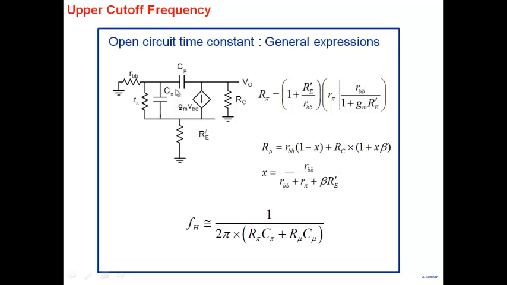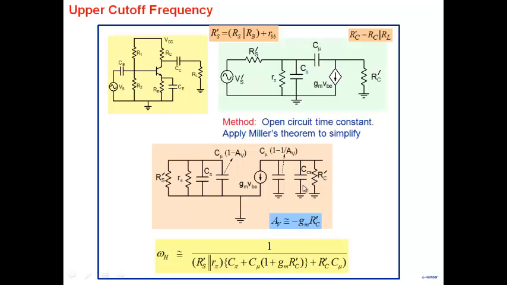Each transistor will have C pi, C mu of this kind of a configuration. And for each C pi and C mu, you can calculate using these two expressions. If you have multiple transistors in the circuit, then for each transistor's C pi and C mu, you could apply this and get it. In general, let's say you have a multi-transistor circuit and you have to calculate the upper cutoff frequency.